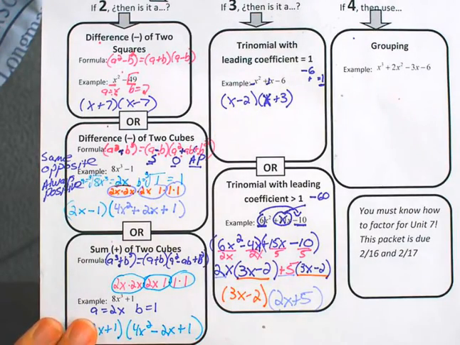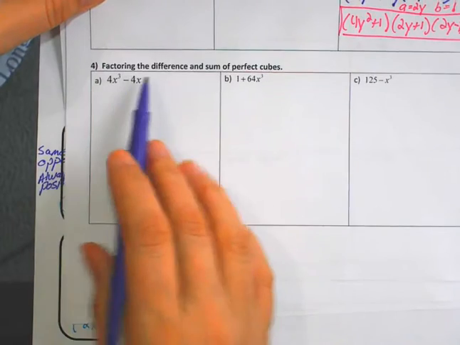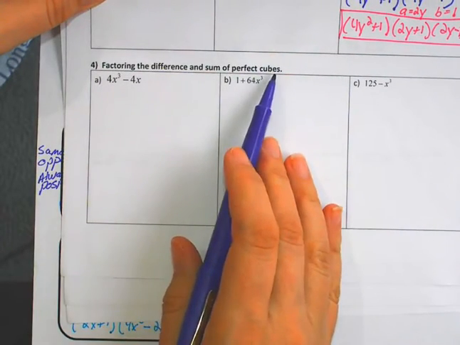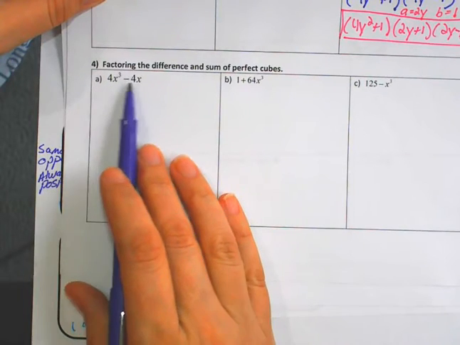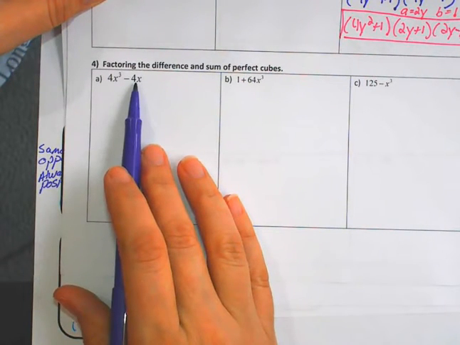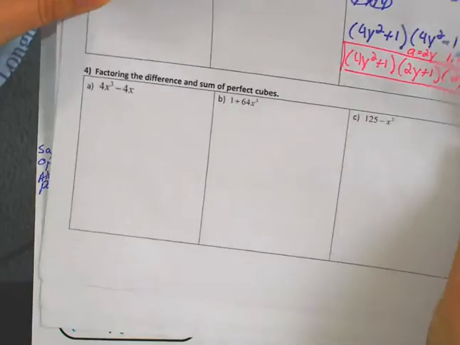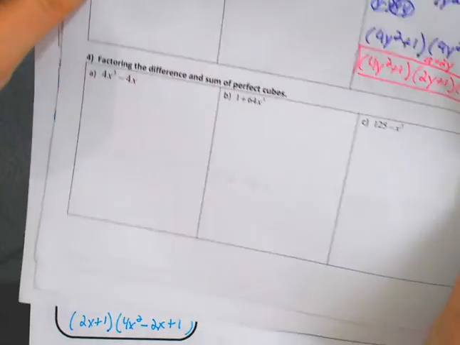I know this one's kind of tedious, but if you do some practice problems on this, I think it will help. So if you notice here, number 4, factoring the difference and sum of perfect cubes. Please follow the pattern. Double check to make sure there's not a GCF. Like in this first one, there is a GCF that you need to factor out. Okay? And I'm not going to go any further with that because there's only 3 problems there.